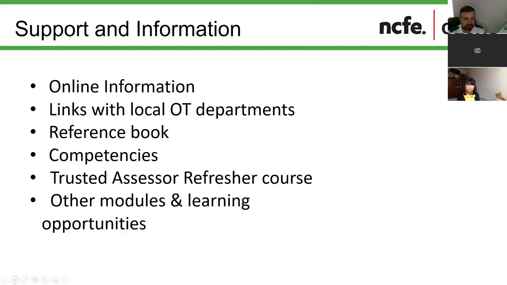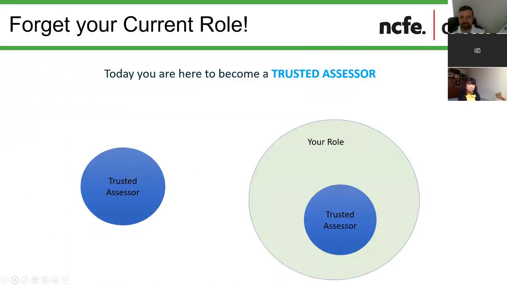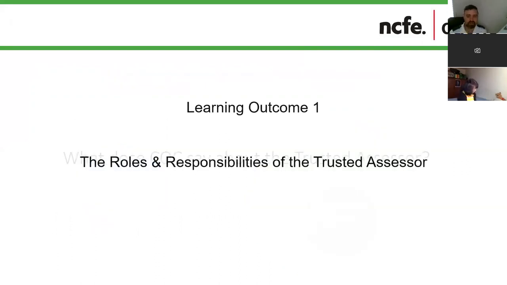So there's lots of information out there around being a trusted assessor. Your occupational therapy departments have lots of material. There are some referencing books. So further down in Canvas, you've got your referencing books and the competencies. And again, once you have passed the module of being a trusted assessor, you should do an annual update just to keep up to date with it. And we'll look at other areas of responsibilities. So as from today, you're going to learn the principles of a trusted assessor and just start to apply them in your everyday role. Okay, so roles and responsibilities.